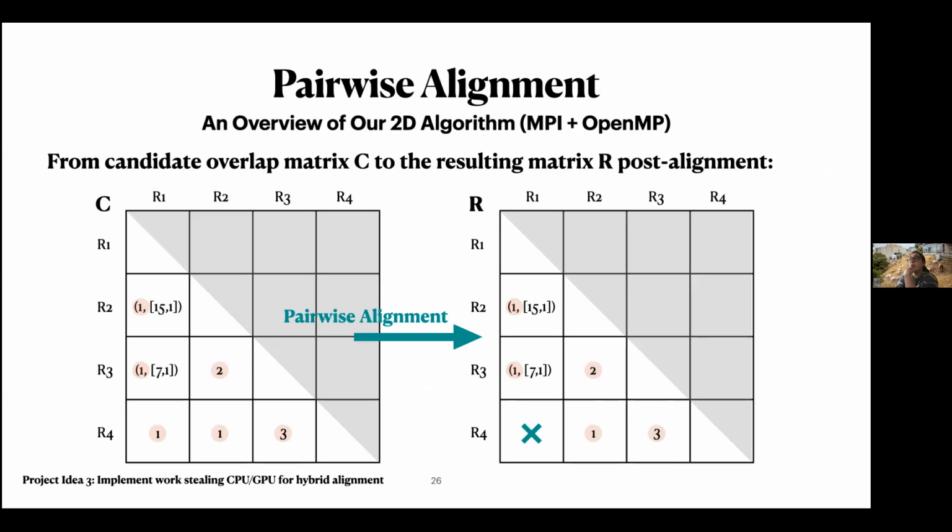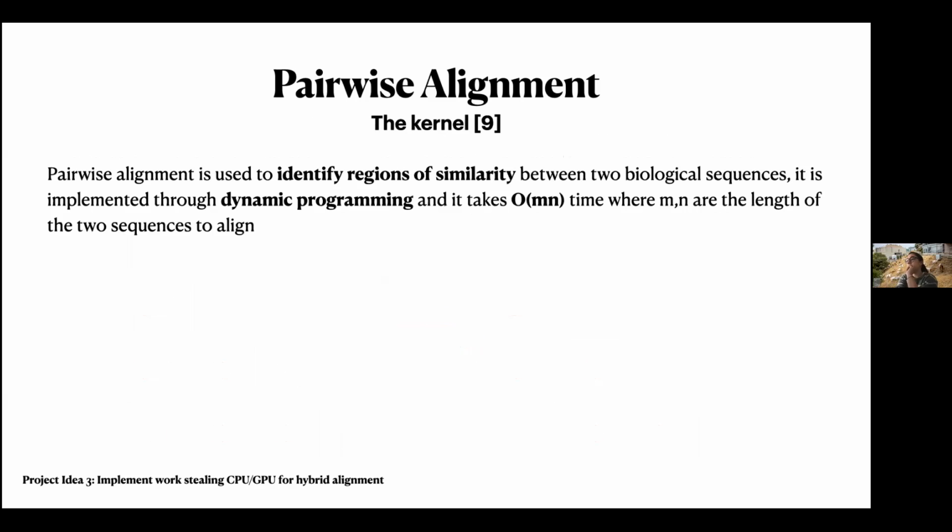So now what we want to do is compute a pairwise alignment on the matrix C in order to remove those pairs of reads that might just have a match by chance. Maybe there were errors or repetitive regions. And so we want to make sure to remove data that are not good enough. And this is what the third project is about.